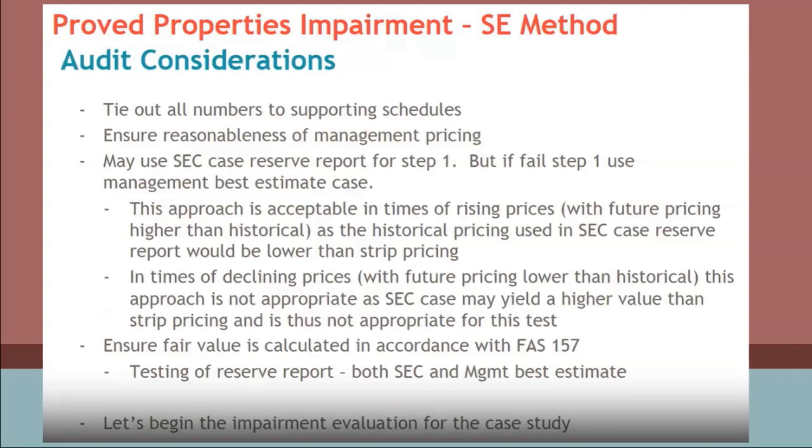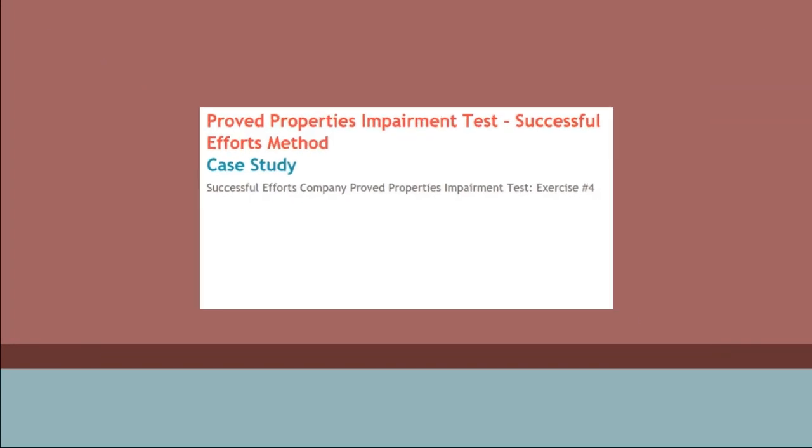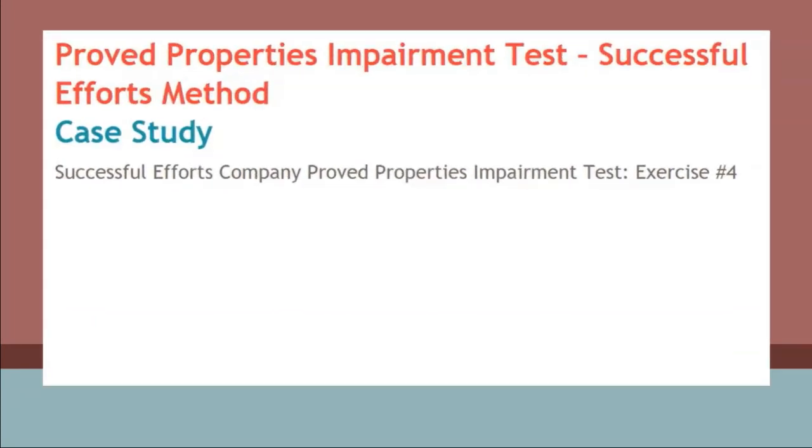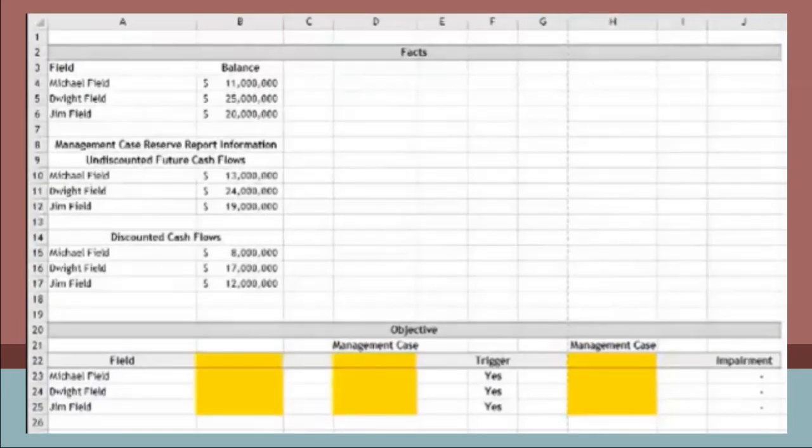Keep going. Case study. Let's just do this really fast. Let me share my screen. I'm hoping you're seeing this. I'm just going to do this one as well, but try to follow. Up here we have our actual cost balance, then we have our undiscounted future cash flows and our discounted future cash flows. So just plug these in.